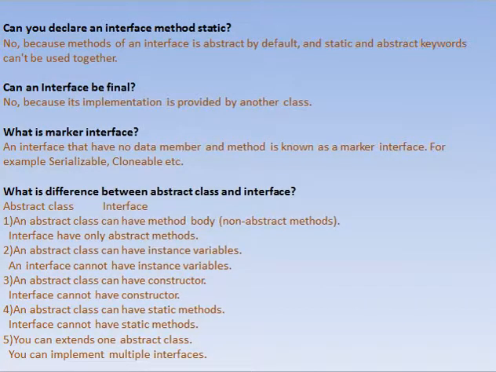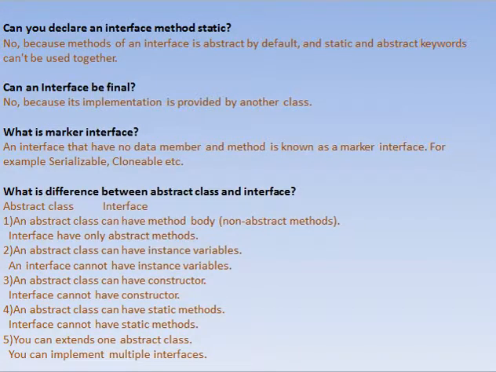What is the difference between abstract class and interface? One: an abstract class can have method body, non-abstract methods. Interface has only abstract methods. Two: an abstract class can have instance variables. An interface cannot have instance variables.